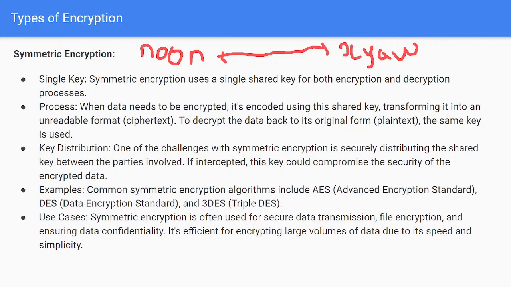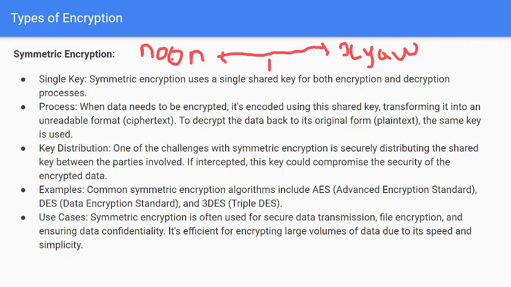When data needs to be encrypted, it is encoded using this shared key, transforming it into an unreadable format, which is the ciphertext. To decrypt the data back to its original form, the same key is used, exactly what I explained. So you want to convert your plain text to ciphertext, you use just one key.